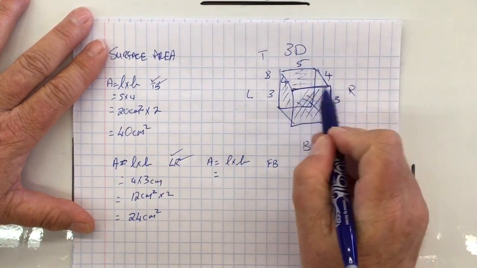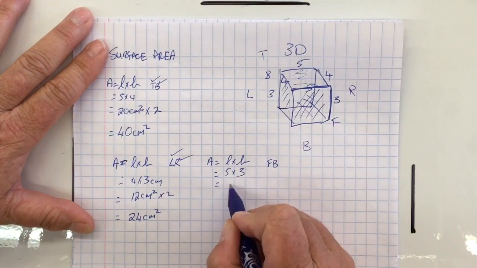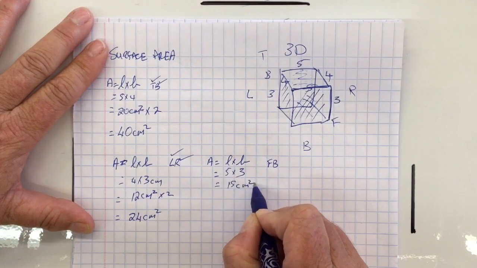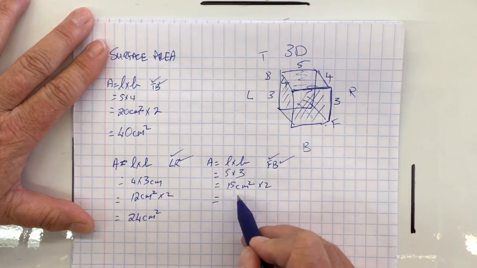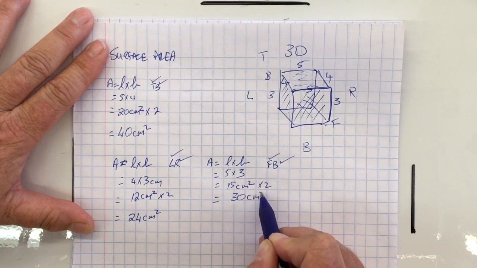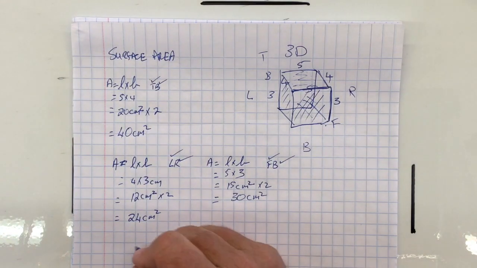I've got 3 and I've got 5. 5 times 3 is 15 centimeters squared. That is just the front. I double it to get the back, and it is 30 centimeters squared. But we're not finished because you haven't told me the total yet.